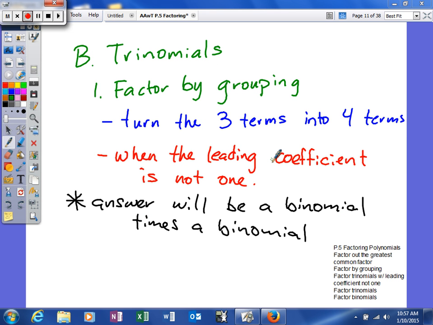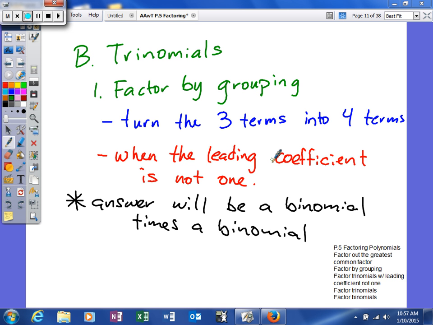What we're going to do next is look at how to factor trinomials. Now, trinomials are probably the hardest type of polynomial to factor, aside from maybe factoring some binomials, and that's just because a lot of times my students don't memorize what they need to memorize. But factoring trinomials, we're going to learn first how to factor by grouping.